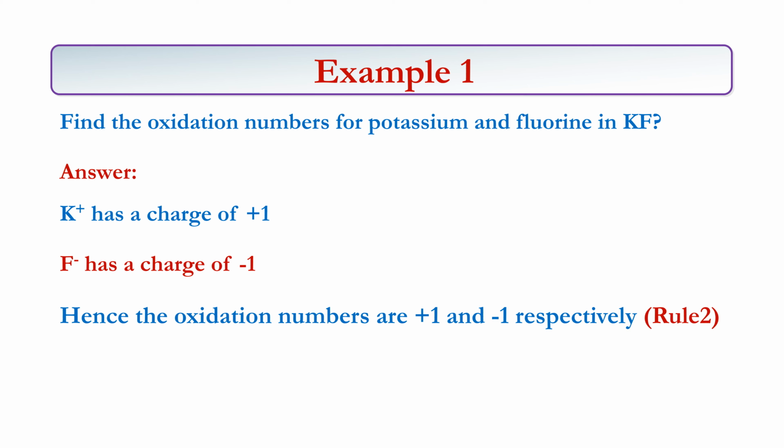Okay, let's look at some examples on how to calculate oxidation numbers. If you are asked to find the oxidation numbers for potassium and fluorine in KF, K has an oxidation number of +1 because potassium has a positive charge. So remember, the oxidation number of a monoatomic ion is equal to its charge. So the charge for K plus is equal to +1, and the charge for F minus is equal to -1. Hence, the oxidation numbers are +1 and -1 for potassium and fluorine, respectively. So we have a look at another example.